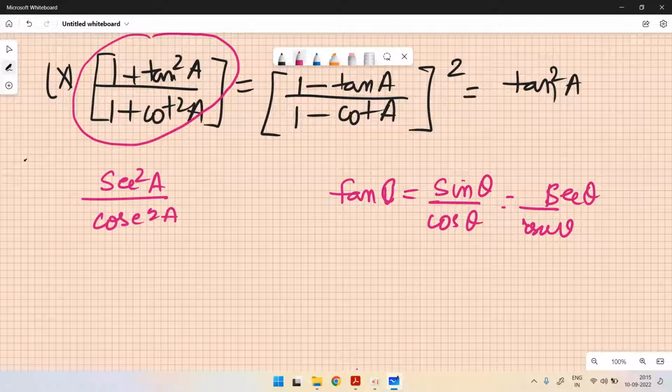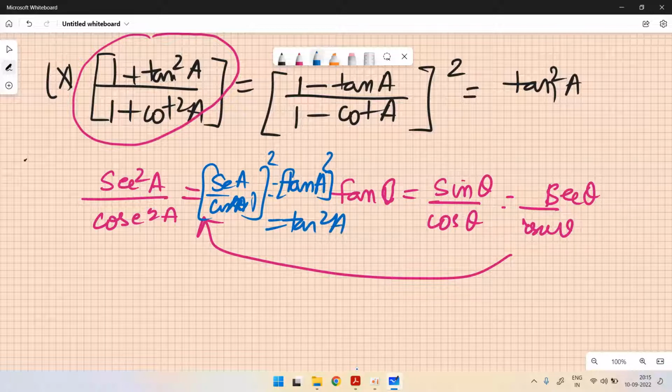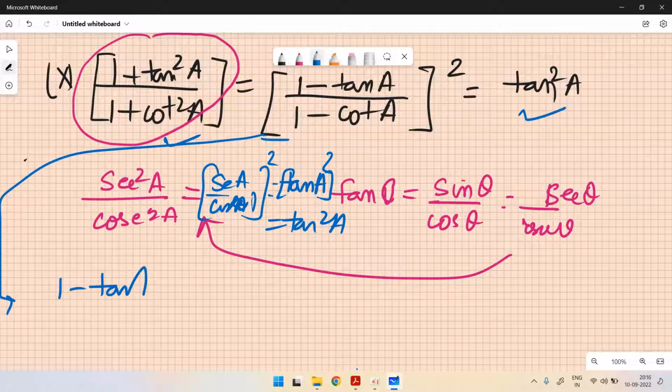So I can write from here, secant A by cosecant A whole square is tan A whole square, which is tan square A. So I have proved that this first value is equal to this. Now second, I need to prove this, so I am solving it here: 1 minus tan A by 1 minus cot A.